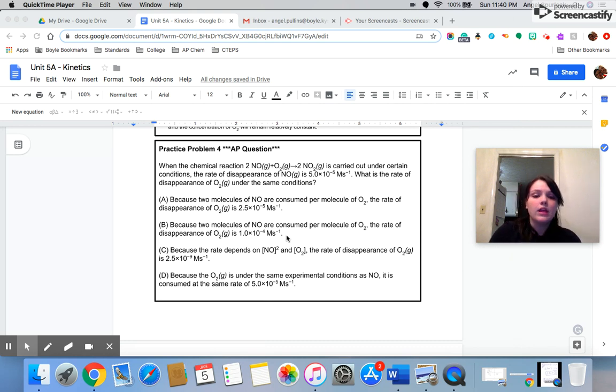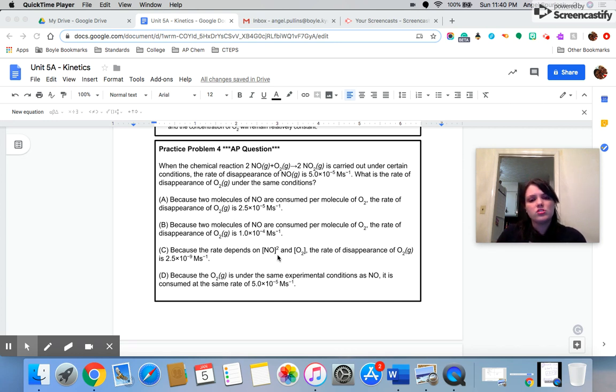So B is wrong because they did not turn their coefficients into fractions and therefore they messed up their ratio. Okay? Now C says the rate depends on the concentration of nitrogen monoxide squared and the concentration of oxygen gas, and the rate of disappearance is 2.5 times 10 to the negative ninth. Well, besides the fact that I literally have no idea how they would have gotten 2.5 times 10 to the negative ninth unless they added something instead of dividing it or multiplying it, you have no idea where this came from.